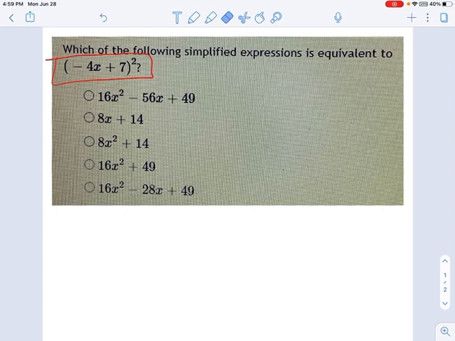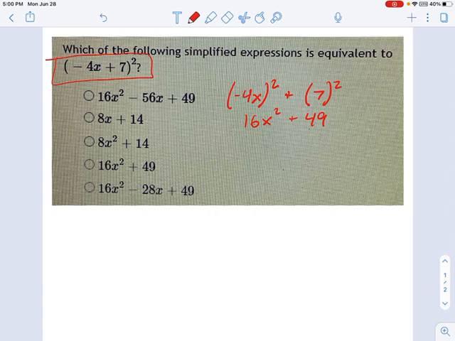If you imagine the simple way of doing this, which is the wrong way, it's a common mistake that people say, oh, well, if I square the parentheses, that's the same as squaring the pieces inside the parentheses. And that would be 16x squared plus 49. And oh, look at that. It's right here. Classic mistake, which is why it's in the list as an option. That's not the way you want to do this.